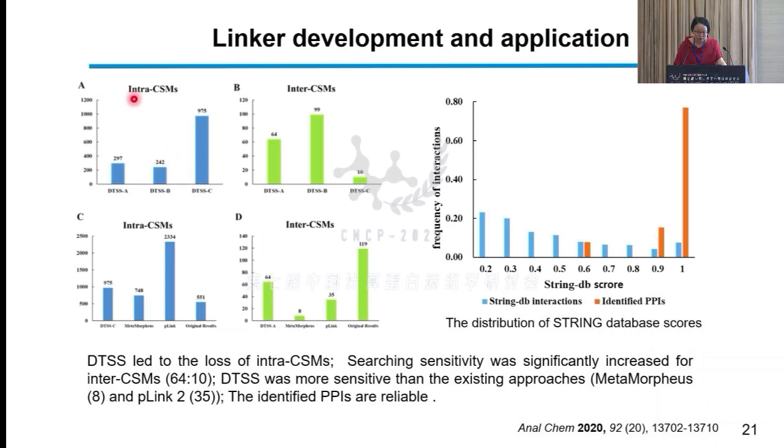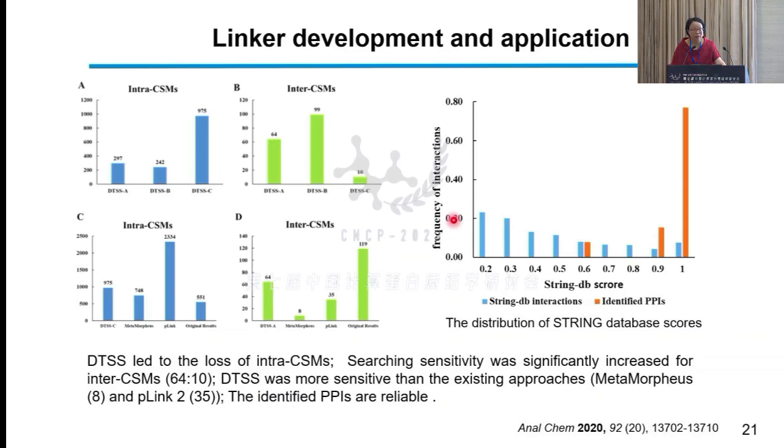However, the searching sensitivity was significantly increased for inter-CS mass, and 64 inter pairs were found by our method. Only 10 pairs were found in the regular searching method. We further applied our method to existing methods, including Pinninger-2 and Matter. These two methods identified 8 and 35 inter-CS mass respectively.